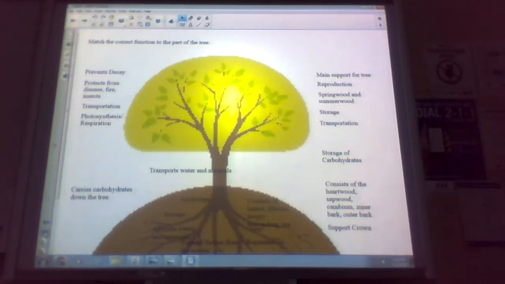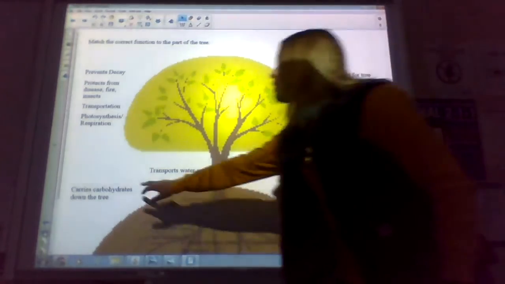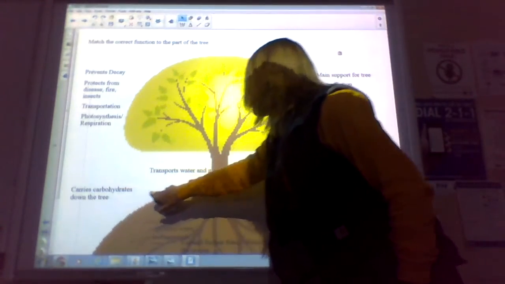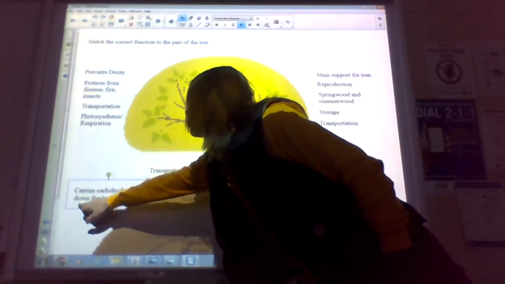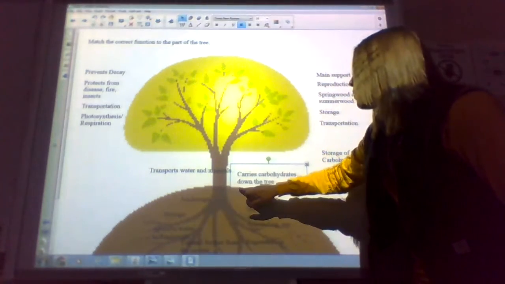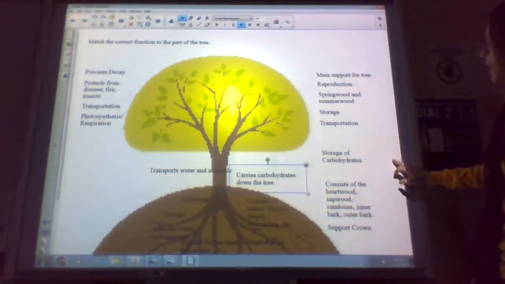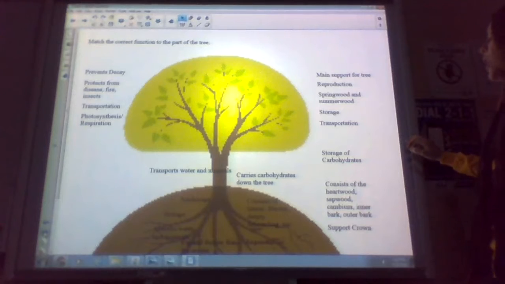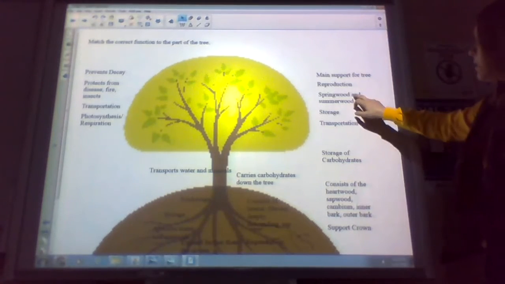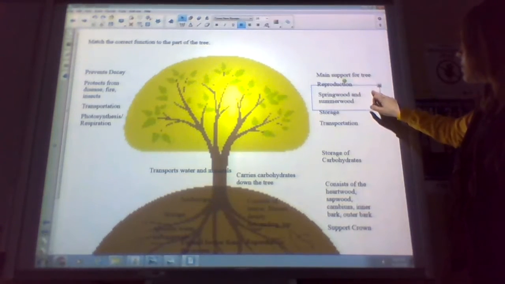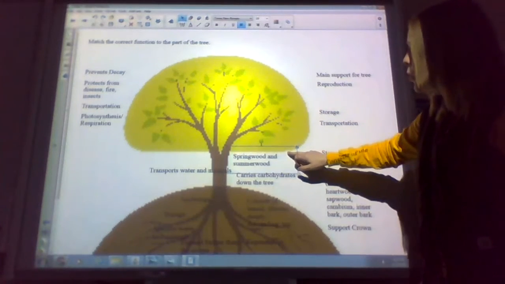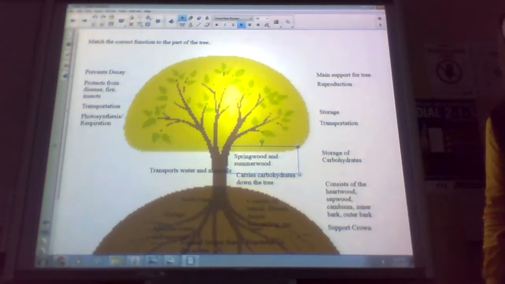We're going to hit the trunk next. It already transports water and minerals, which means it's also going to carry carbohydrates down the tree. So if water and minerals are going up, carbohydrates are going to go down. It's also going to add some springwood and summerwood to it. If you ever cut a tree open, you'll find that there are annual growth rings.